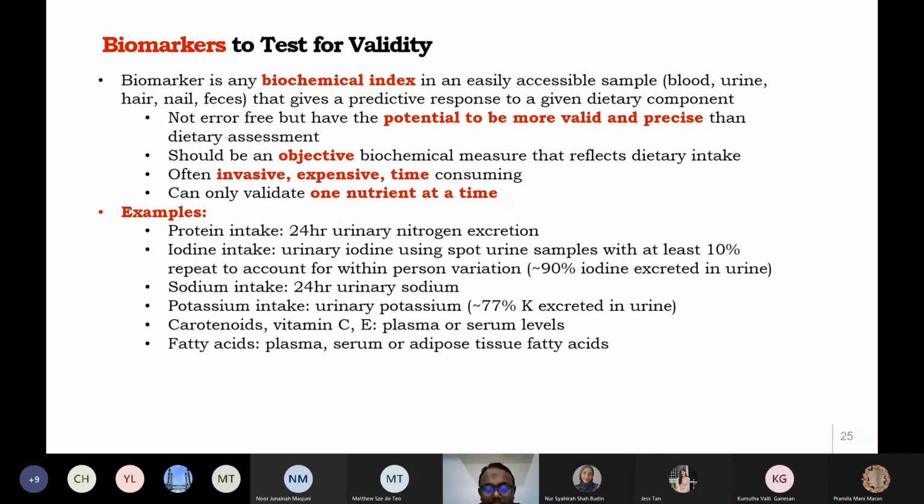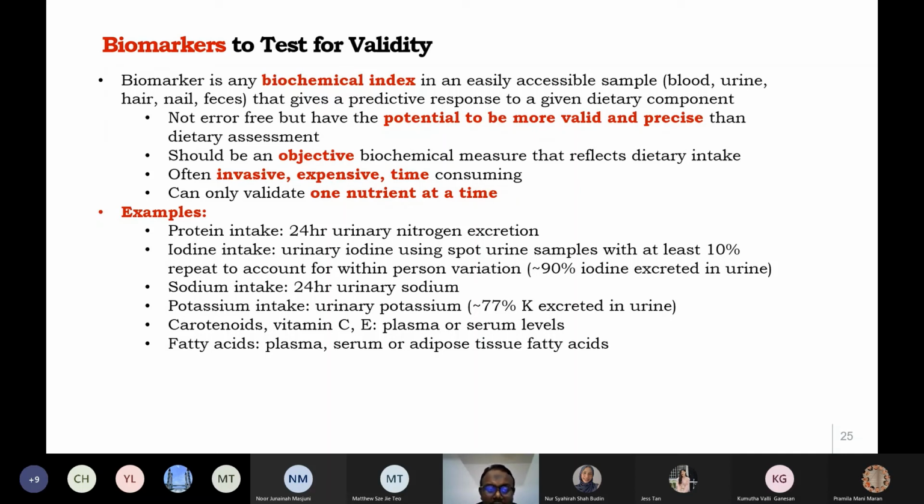So a biomarker, although it's a biochemical index, is not free from error, but it has the potential to be more valid and precise compared to other types of dietary assessment. So your blood cannot lie to you.